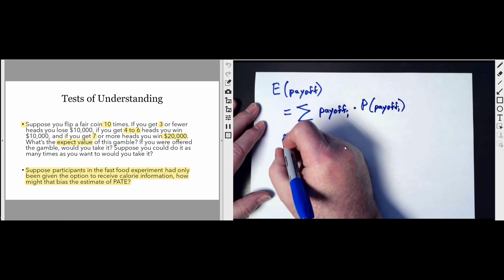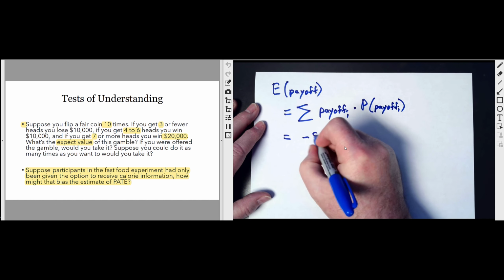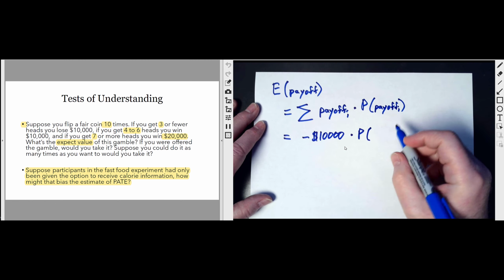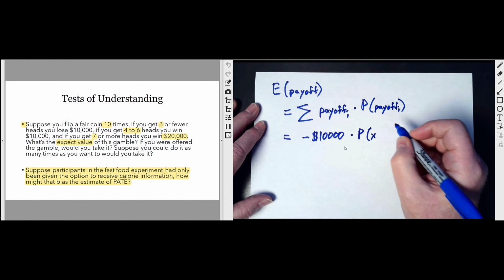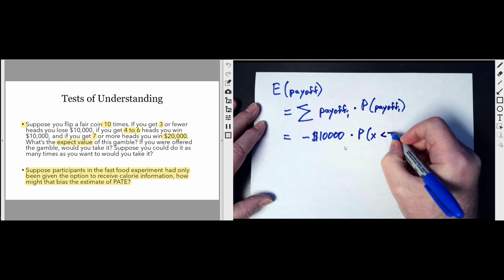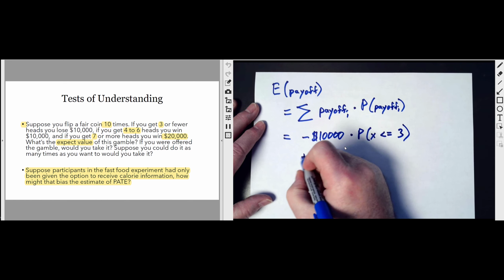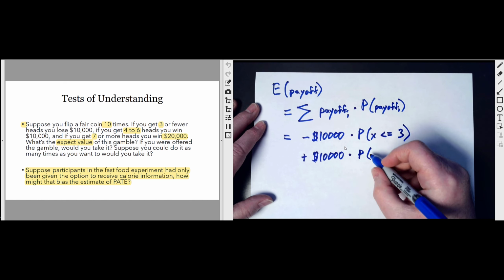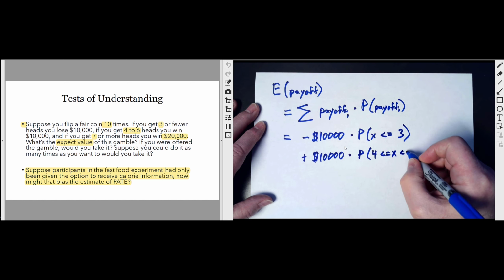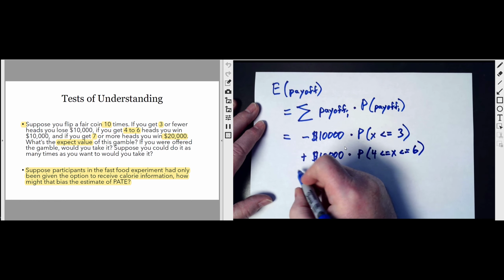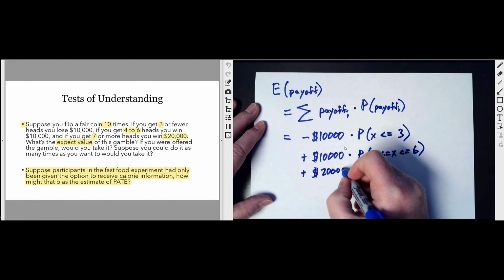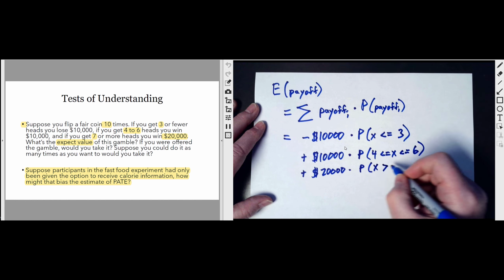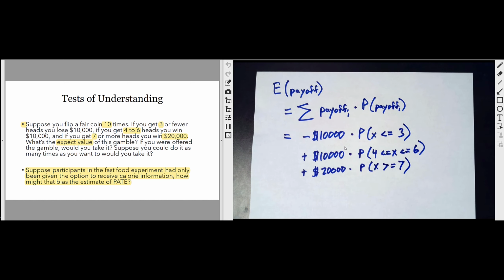And there are three possible payoffs here, which are minus $10,000 times the probability of X, the number of successes, the number of heads, being less than or equal to 3, plus $10,000 times the probability that 4 is less than or equal to X, which is less than or equal to 6, plus $20,000 times the probability that X is greater than or equal to 7. All right, so that's the computation that we need to do.